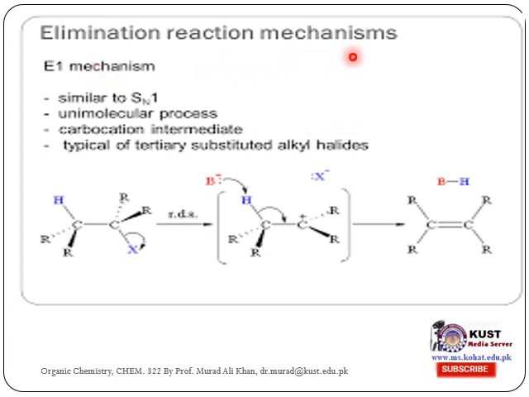Elimination reaction mechanisms. The E1 mechanism is similar to SN1. It is a unimolecular process. It has the carbocation intermediate. It is typical of tertiary substituted alkyl halides. Carbocation, and we have a double bond.